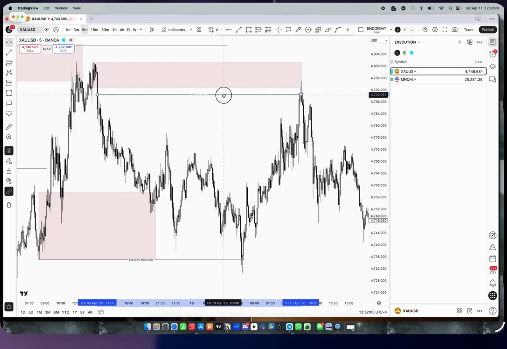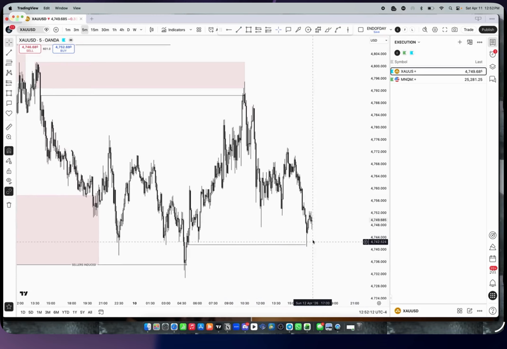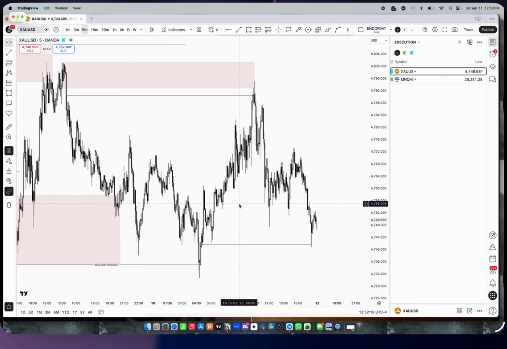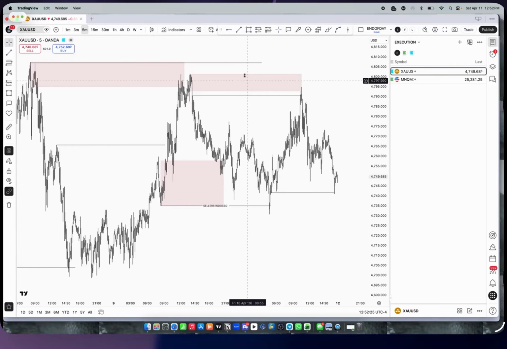I would have liked to have seen price come below these lows at a more adequate time, but at 4:30, I'm not taking this limit order or this trade just because the timing is just terrible. Anything can happen over the weekend, so therefore I wouldn't put that risk on myself. But in any case, that was the framework we had on gold.